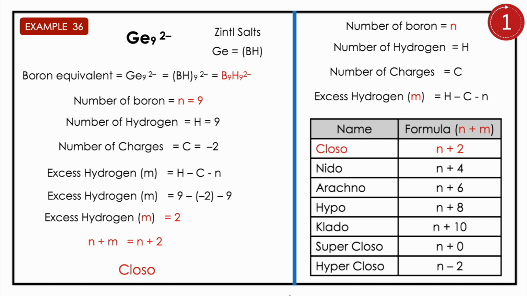So N equals 9. 9 hydrogens are there, so H equals 9. Charge is 2 minus, so C is 2 minus. For the excess of hydrogen, the formula is M equals H minus C minus N. If you substitute the values, it will be 9 minus minus 2 minus 9, which gives M equals 2. So the system becomes N plus 2 system. N plus 2 means, according to the Wade's table, it has Closo structure. So according to the Wade's rule, Ge9 2 minus has Closo structure.